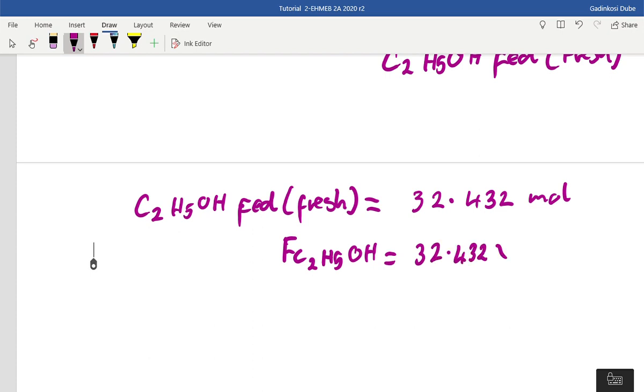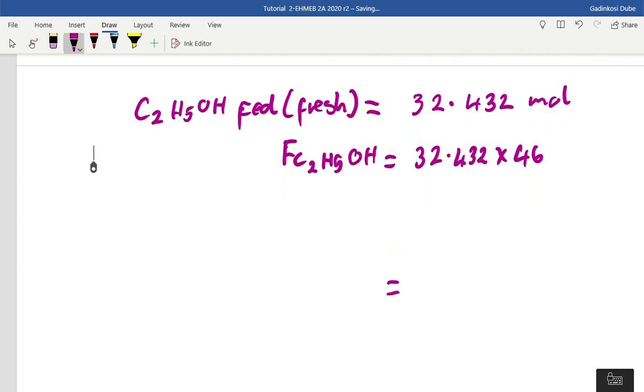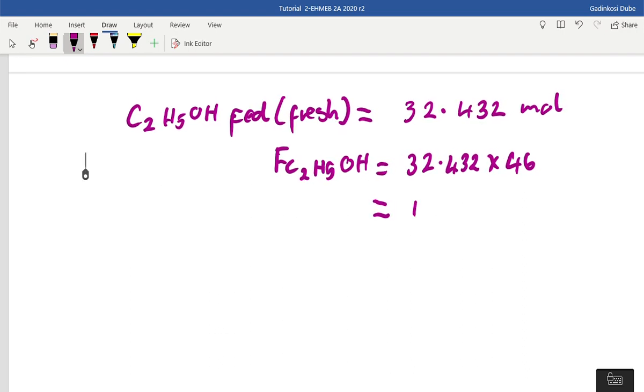32.432 multiplied by the molecular weight of the ethanol, which is 46. What does that give us? Punch it in your calculators and that gives us 1491.872. These are kilograms per hour of ethanol fed. That's the ethanol in the fresh feed.